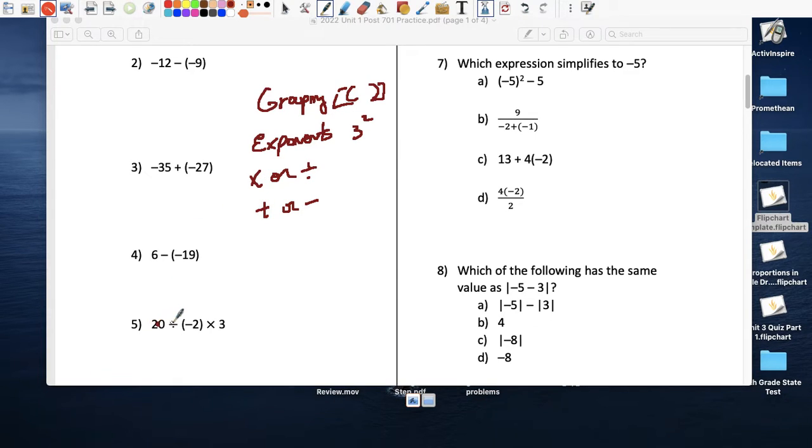So we have 20 divided by negative 2 times 3. So we're going to do division, right? There's no parentheses, no grouping here. There's no exponents, but there is multiplication and division. So in this case, we'll do division because it comes first from left to right. So 20 divided by negative 2 is negative 10. And then negative 10 times 3 is going to be negative 30. Okay, simple enough.